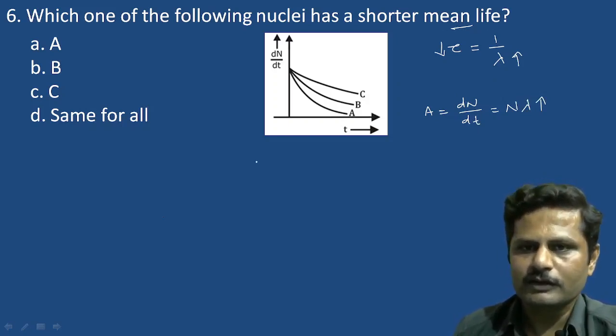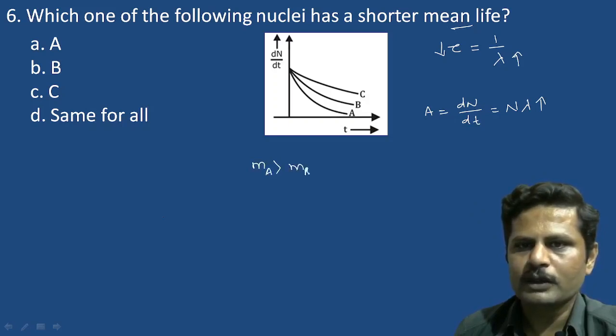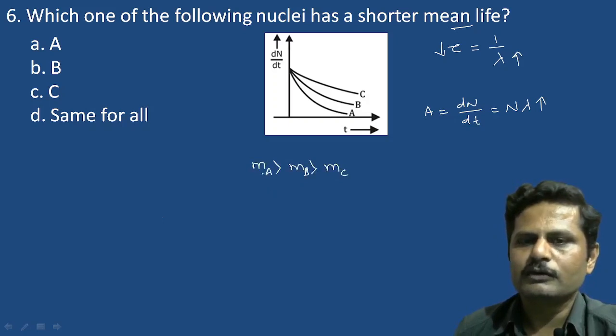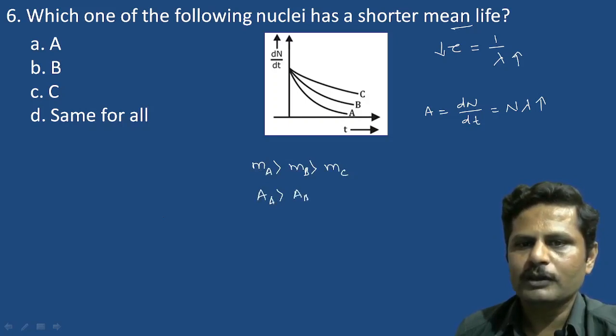So among these graphs, the slope of A is greater than the slope of B, which is greater than the slope of C. So if the slope is more, then the activity of A will be more than the activity of B, which is greater than C. If the activity is more, then lambda will be more. If lambda is more, then that nuclei will have a shorter mean life.